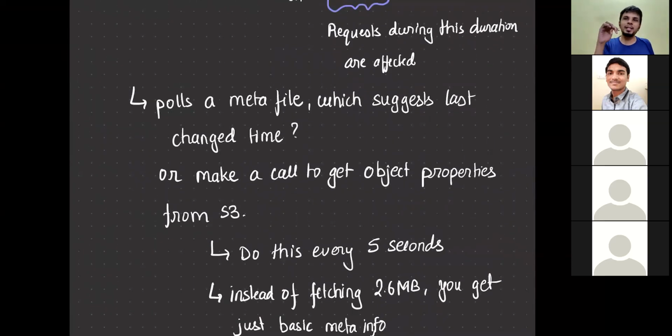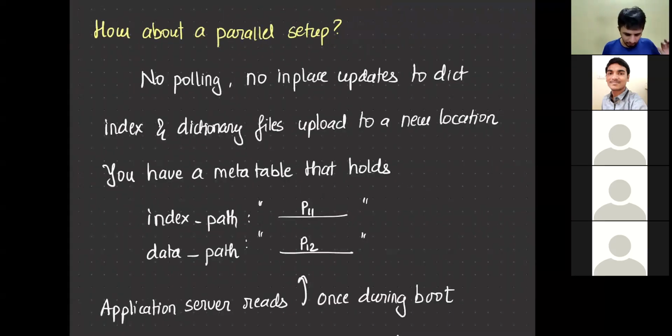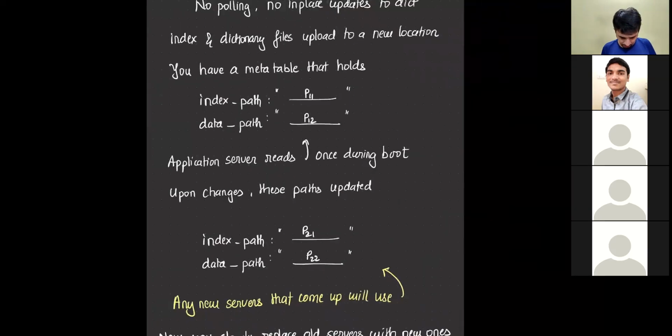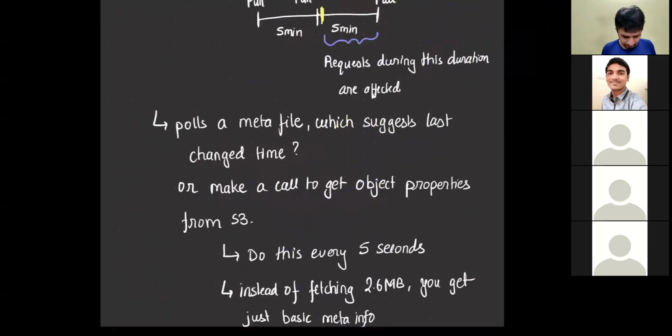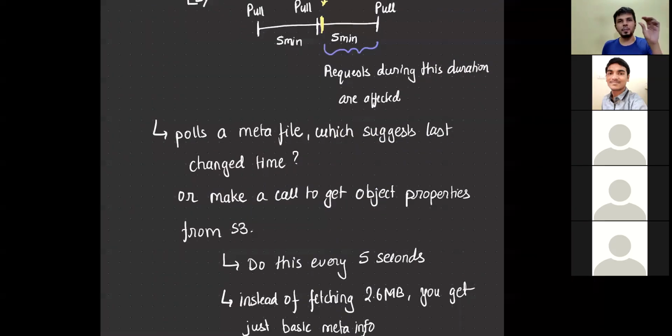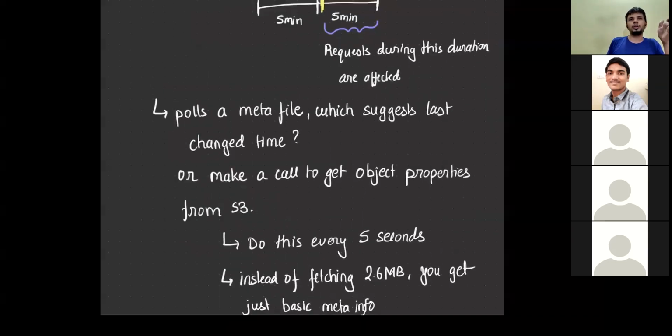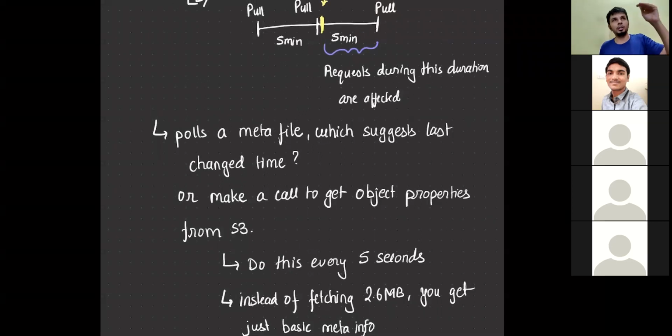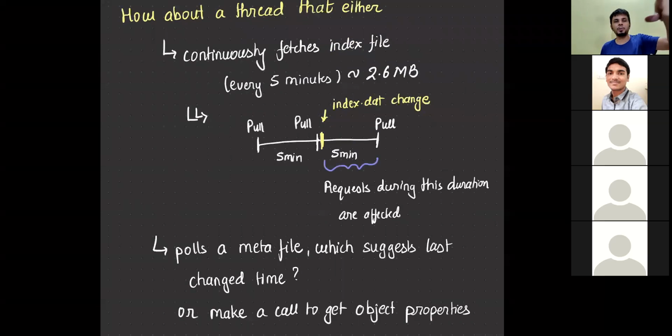Then another approach could be that somehow your API servers know that something changed. One way to do it is, instead of loading the index.dat file, let's say you have another meta file which suggests the last changed time, and through this your API servers would know that the file changed. How can you implement it?